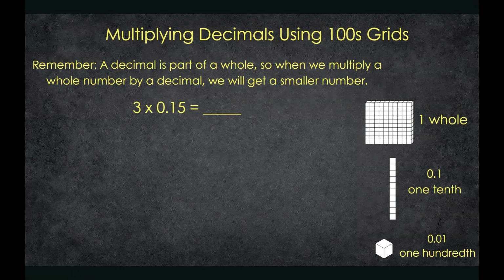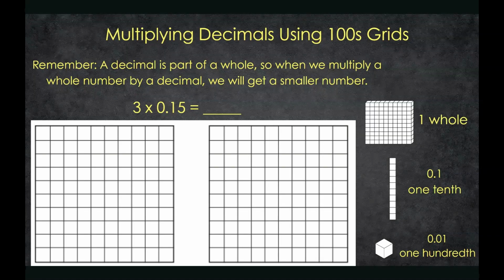3 times 15 hundredths. So again, I really want to train my brain to say 3 groups of 15 hundredths. So since I have 3 groups, I'm going to be using 3 different colors, and each color I'm going to shade in 15 hundredths. Let's take a look at what that looks like. Here's one group of 15 hundredths, 2 groups of 15 hundredths, and finally 3 groups of 15 hundredths.